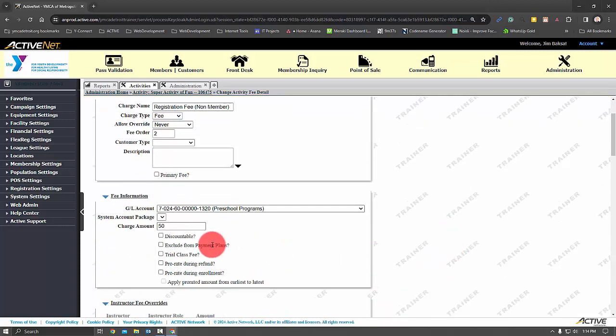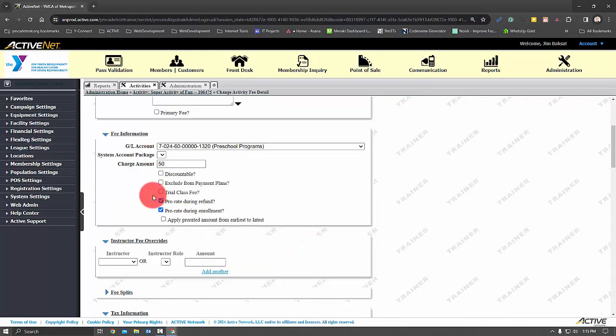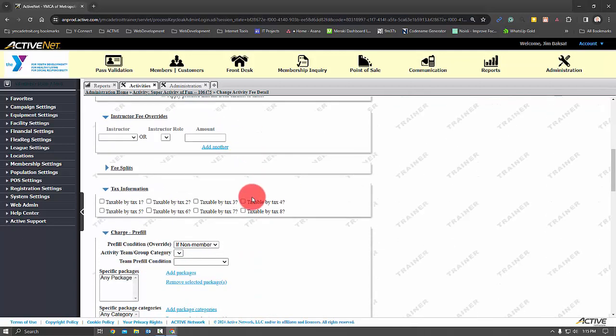Is it discountable? No. We should not be discounting the non-member fee for things like early registration or coupon codes. So we're going to leave discountable as off. We are going to turn on the pro rates, though, because if they're not participating, it is only fair that they get the prorated amounts. Again, still worth their tax information.